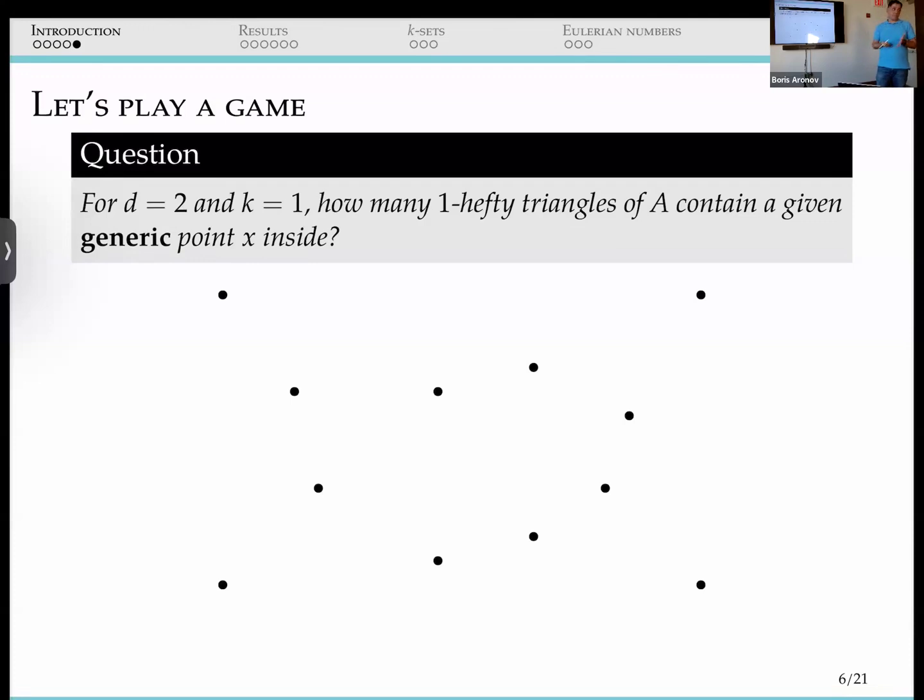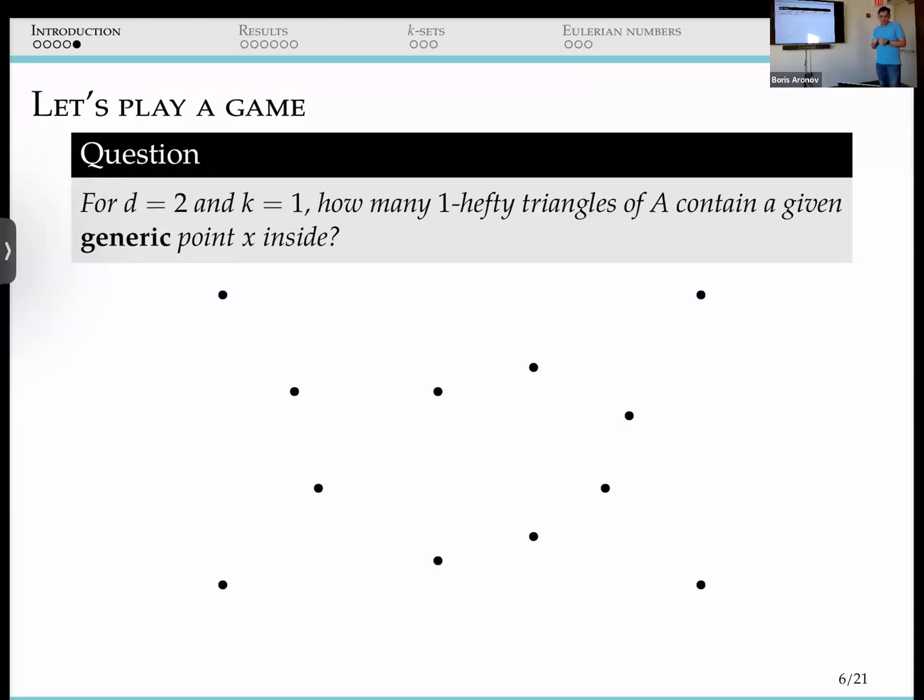Similarly, it means that d equals 2 is the first interesting case. When k equals 0, we know that we're going to get Delaunay triangulation. So k equals 1 is the first interesting case. So d equals 2, k equals 1.